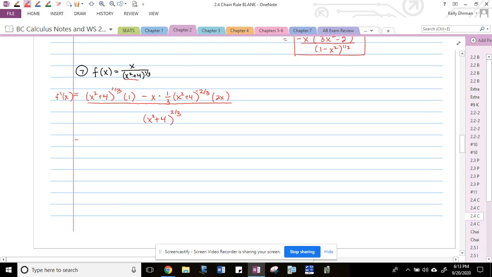All right, so let's work on cleaning this up. First of all, I don't need the 1 right here. So x squared plus 4 to the 1/3. And then I have a negative x times 1/3 times 2x. So let's make that minus 2/3, excuse me, x squared times x squared plus 4 to the negative 2/3 all over x squared plus 4 to the 2/3.